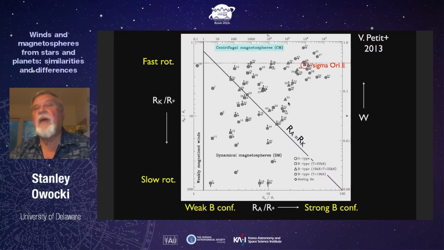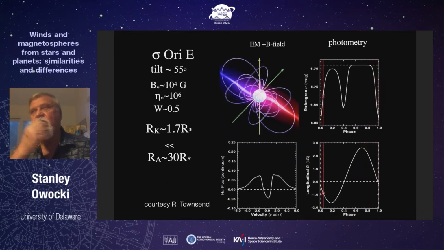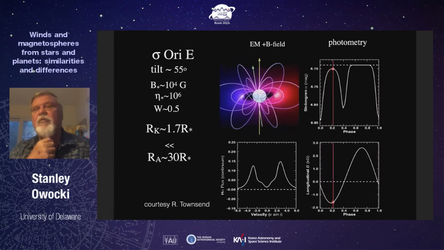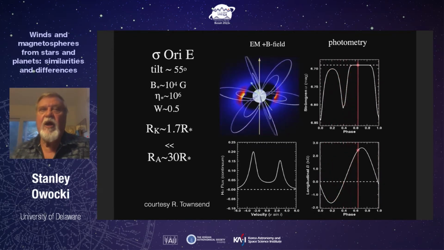So if we now pick out stars that are up here that haven't been spun down yet because they're either very young, but they're also B stars and don't have a strong mass loss rate, so they can live for a little bit longer before they're spun down. So a star like this, Sigma Orionis E, has a very strong centrifugal magnetosphere, and we can model its H alpha, its characteristic observations. For example, the H alpha emission from such a magnetosphere.